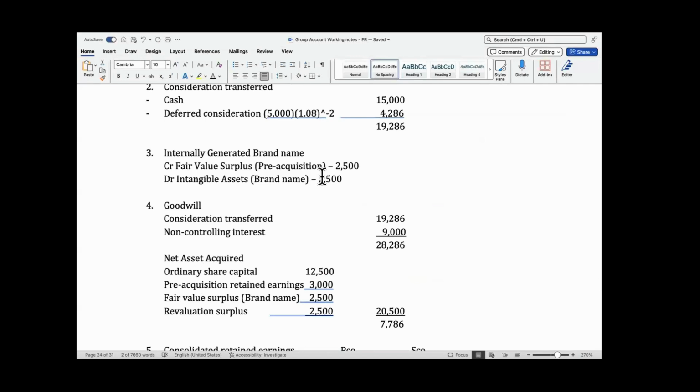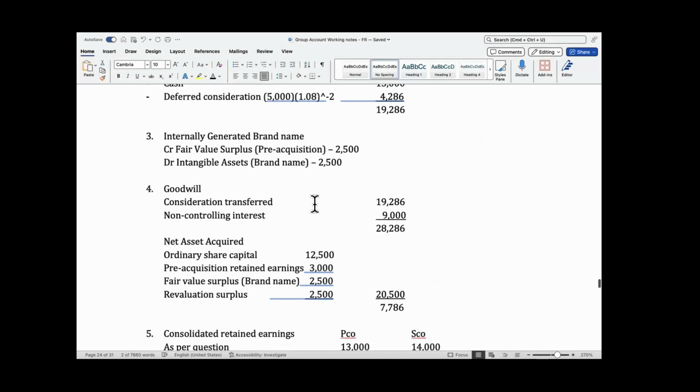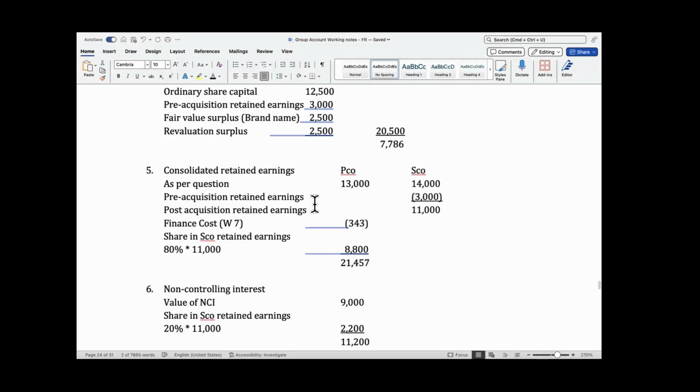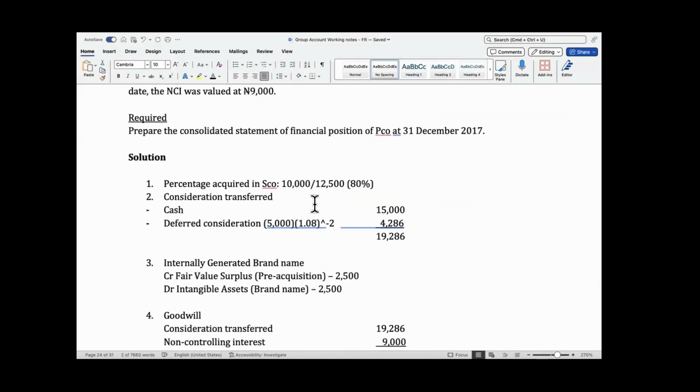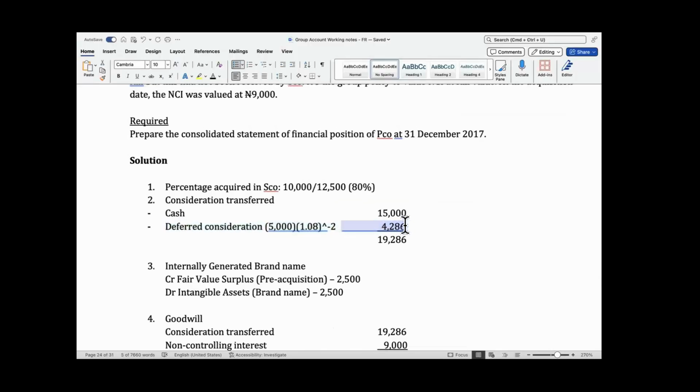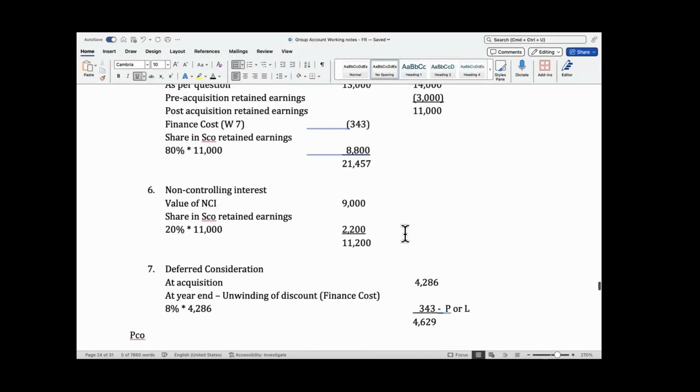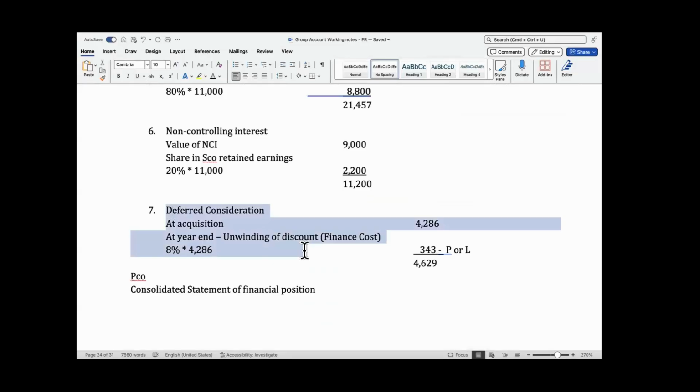And that was it. Every other thing is just as it is. So usually when you do this deferred consideration and you get your 4286, immediately come and do the unwinding at the year end so that you will not forget it, because what goes to the books at the year end is after you have unwound the discount.